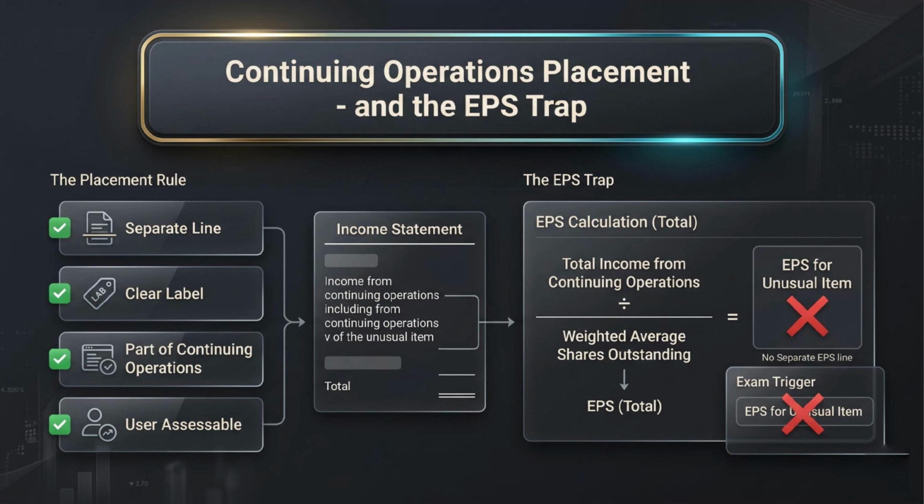Also remember the EPS trap. No separate EPS line is presented for the unusual or infrequent item on the face of the income statement. There is no secret basement below continuing operations for these items to hide in.